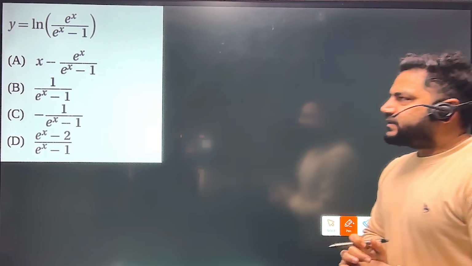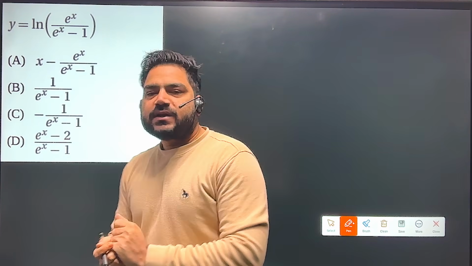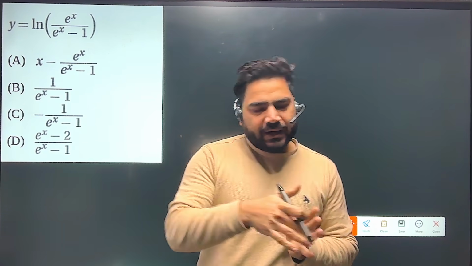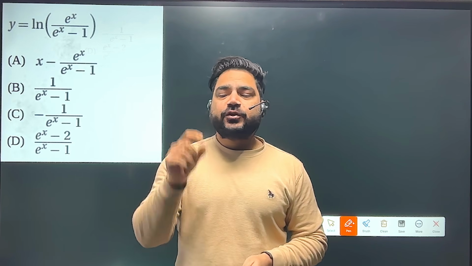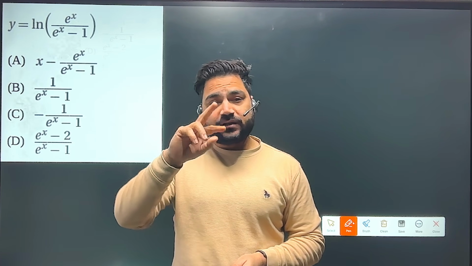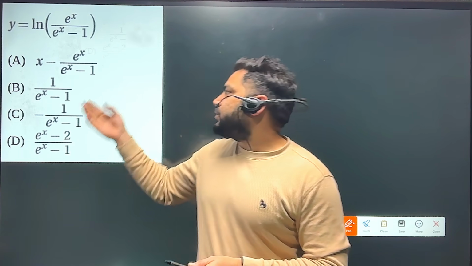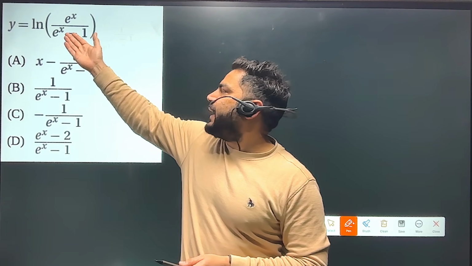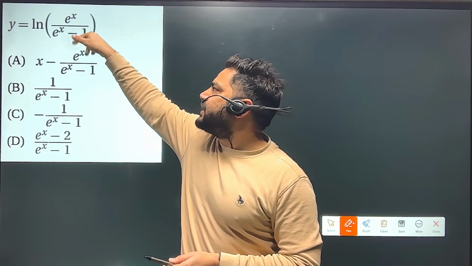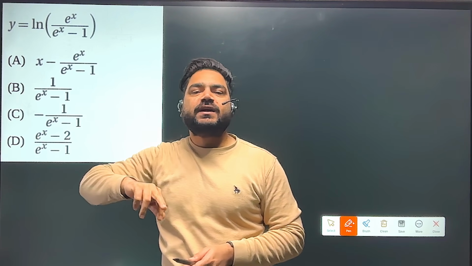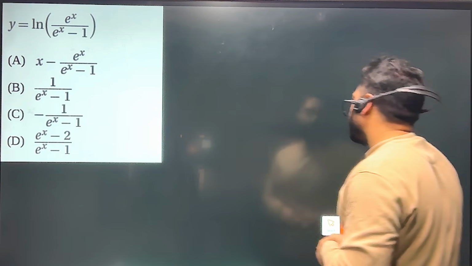So see, when we have two functions that are multiplied, we can apply the product rule. But at the same time, when two functions are in division, then we have to apply the quotient rule. So now we can see in the ln function, we have two functions which are divided. So when the functions are divided, we will apply the quotient rule. How to apply the quotient rule?